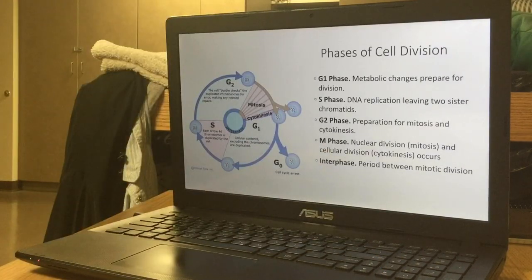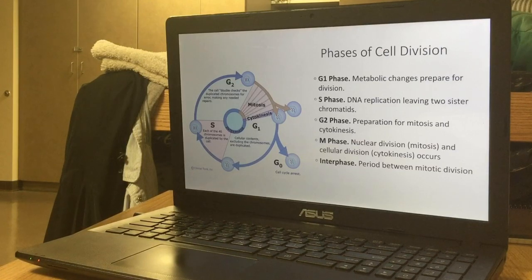So this is just a recap of the phases of cell division. First, you have your G1 phase, which is also known as your first gap phase. This is basically when the cell prepares for division. In the S phase, synthesis of the DNA is actually occurring, where the DNA is replicated, and then it leaves two sister chromatids.